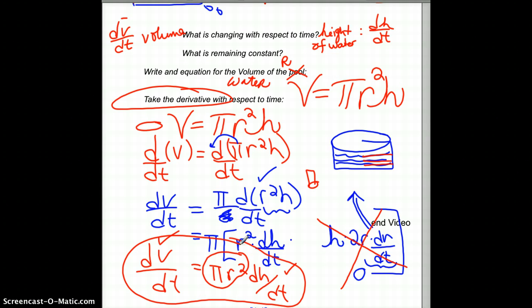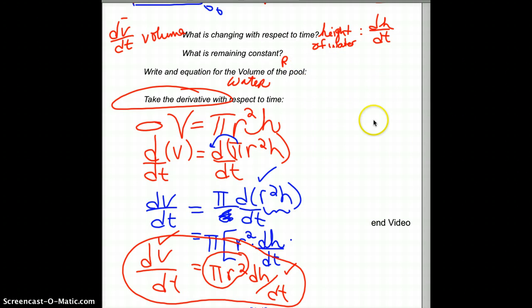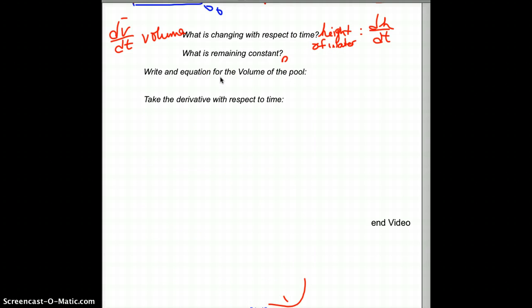So that's all I'm going to give you for notes today. And what I would like you to remember is that the rate of change of the radius is equal to 0 on the cylinder. That's it. That's all I need you to remember. And we'll talk a lot more about this tomorrow.